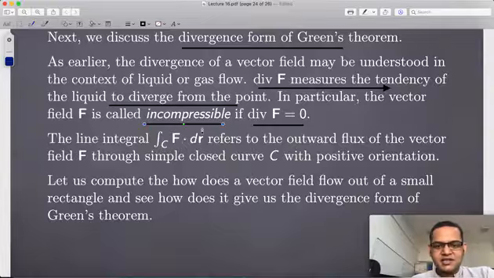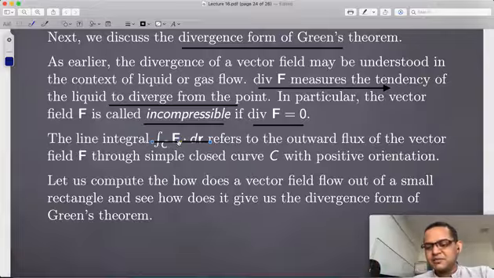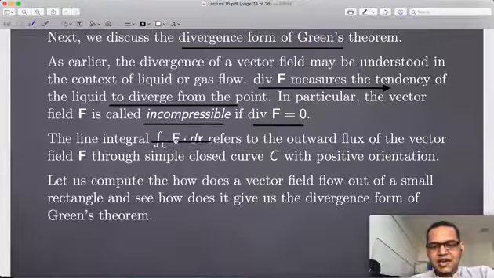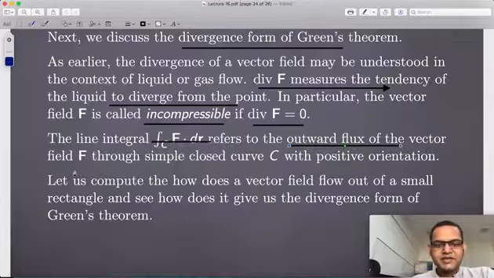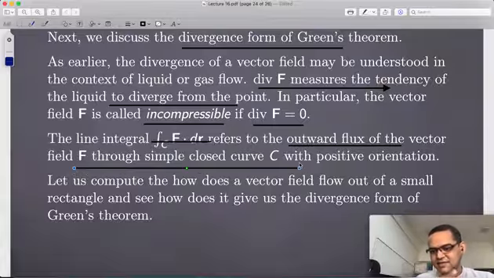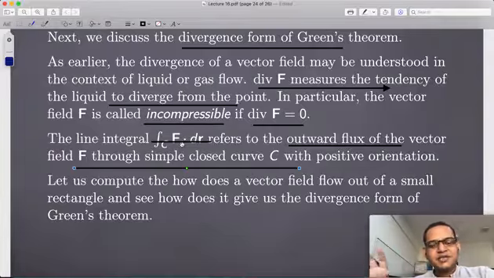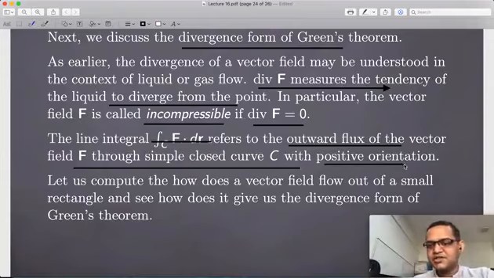So there is a typo here. This should have been the line integral with respect to the normal component, the line integral of the normal component. This happens when you copy paste things. You should think of this as F dot n ds. This refers to the outward flux of the vector field through the simple closed curve. As I said, things diverge, so you want to see how the total divergence is. That means you study the line integral of the normal component of the vector field along this curve, of course with positive orientation.